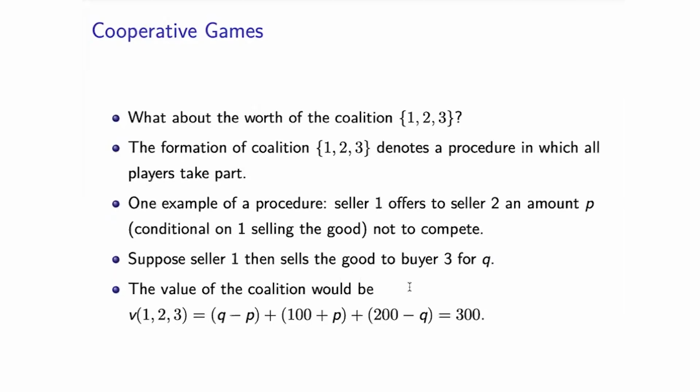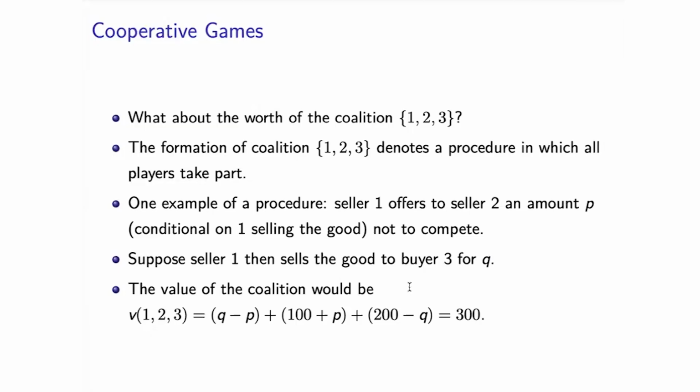What happens in the case of 1, 2, and 3, right? This means that this is basically some sale procedure in which all the players took part. You can think of various stories, right? So one example would be the following. Suppose that seller 1 offers to seller 2 an amount P, not to compete, right? And this amount P will be transferred only if 1 sells the good.